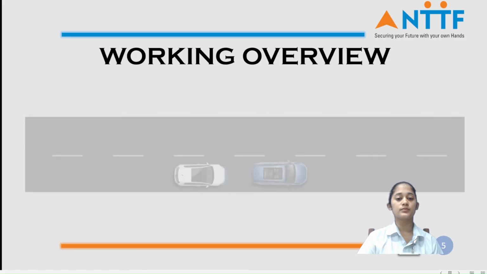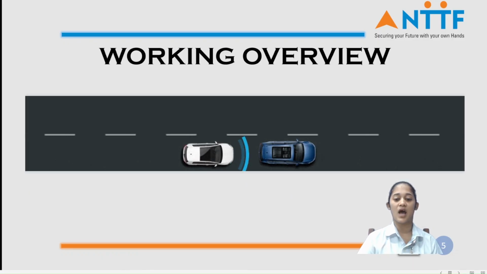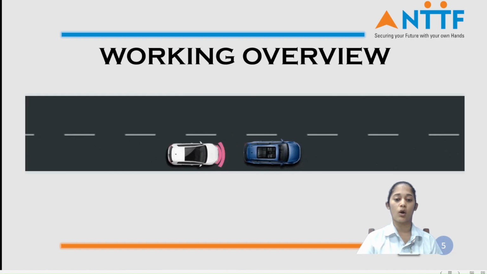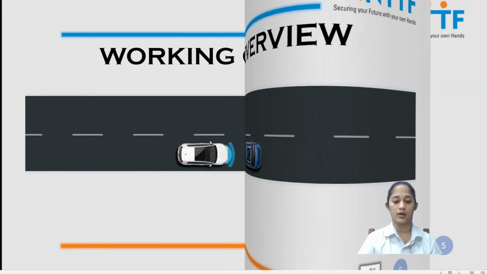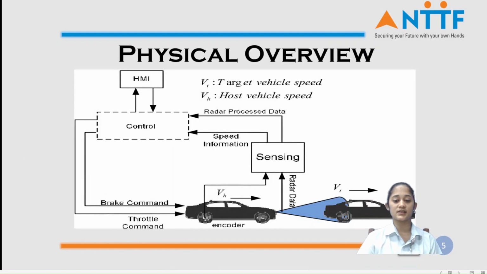So next is the working overview. This is how it works. If a vehicle is at a good speed or distance, it will work accordingly, and if a vehicle comes in front, it will apply the brake accordingly. Next is the physical overview.